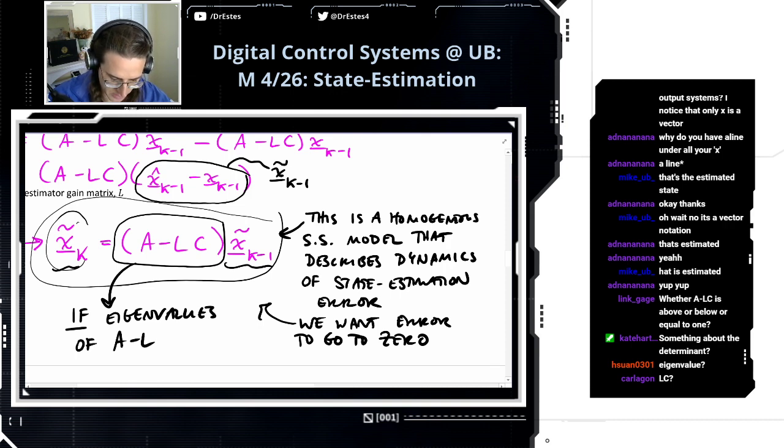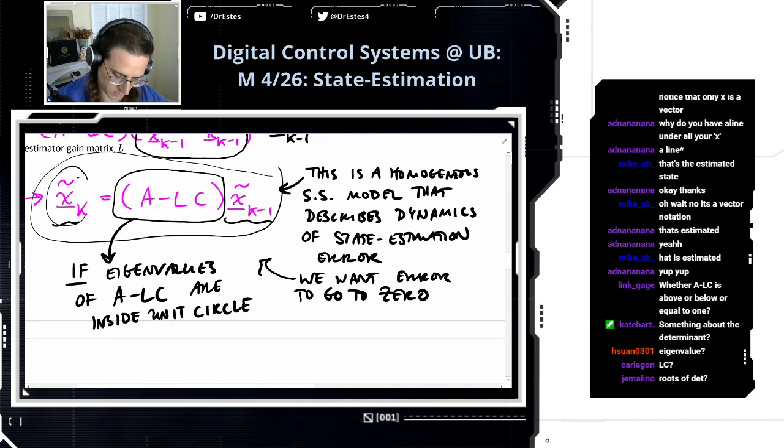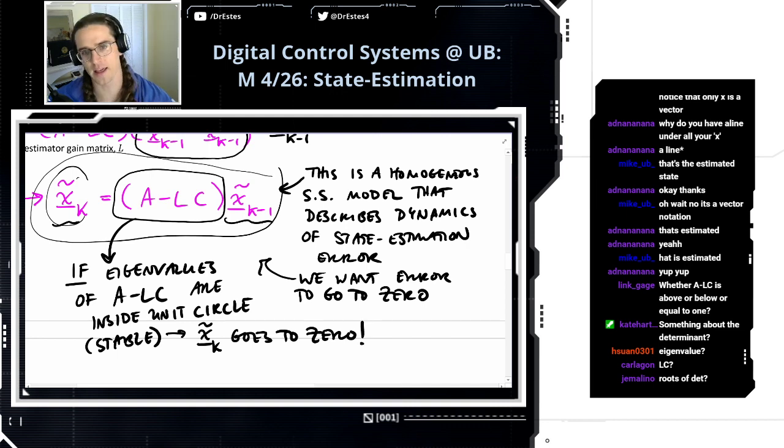of A minus LC, remember this is a discrete time system. If the eigenvalues of A minus LC are inside the unit circle, in other words, if the eigenvalues are stable, the state estimation error, this vector, goes to zero. And that means our estimated states will approach our true states, even if we never know what the true states are, which blows my mind.